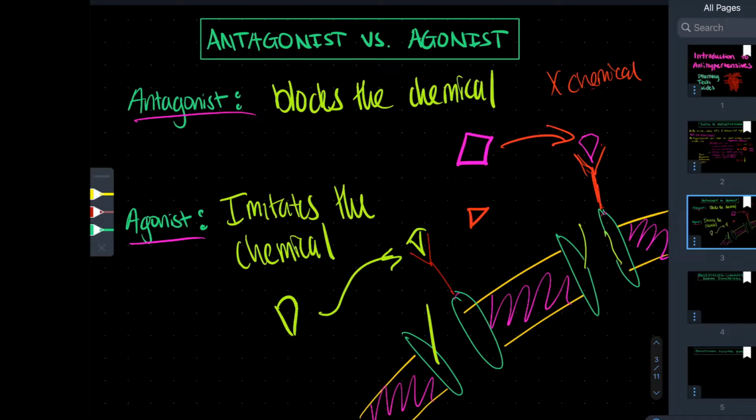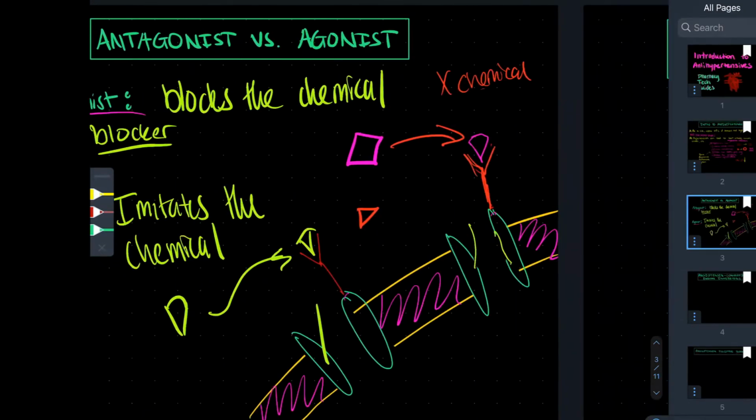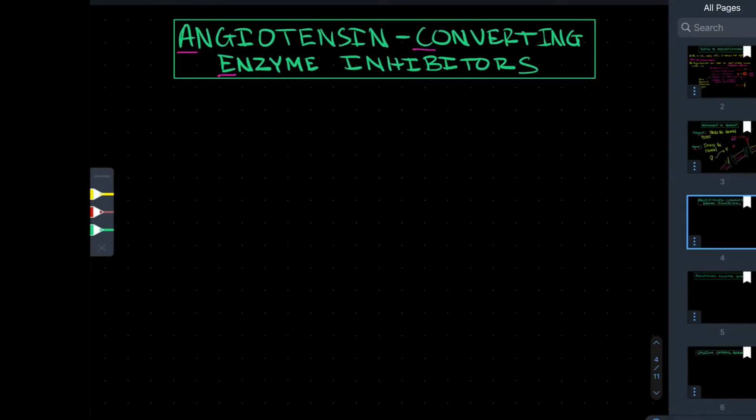So this is really important to know in future, because lots of things are antagonists or agonists. And so you'll also hear an antagonist called a blocker. Same thing, basically. So now that we got that out of the way, we can kind of start with the two most popular blood pressure medications.